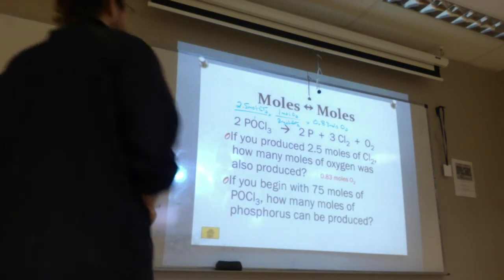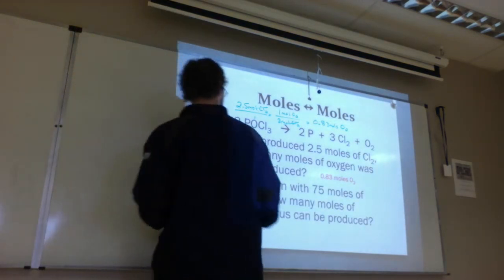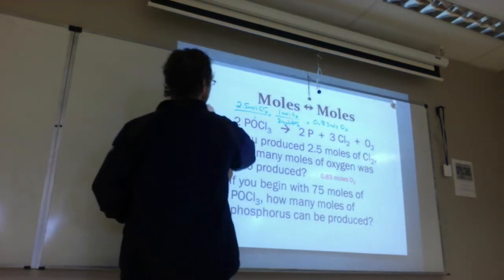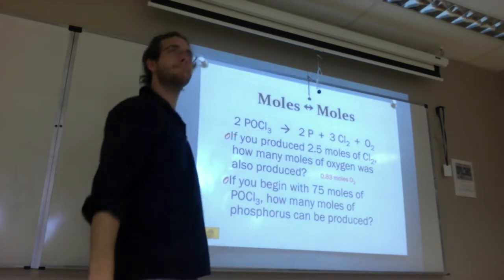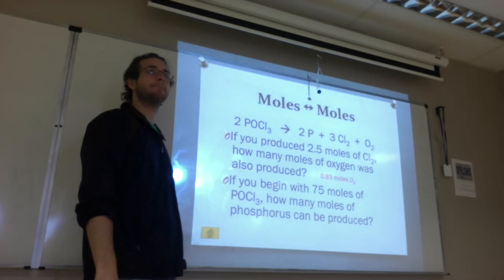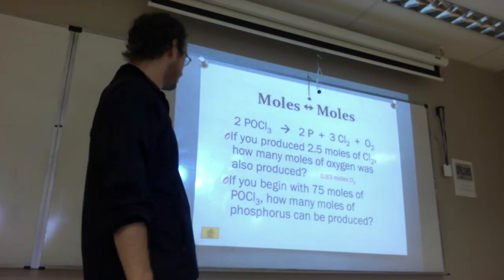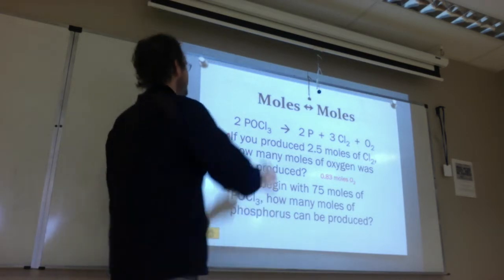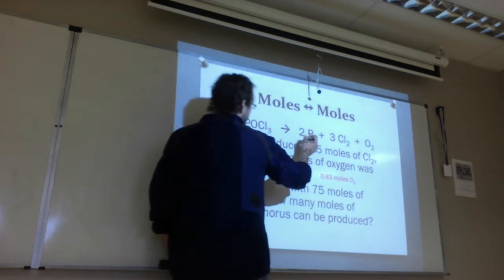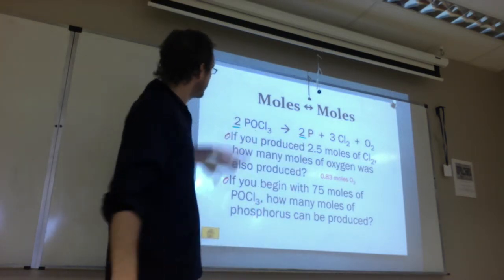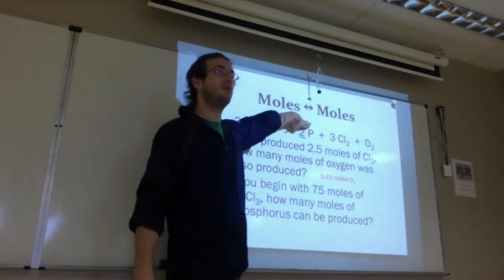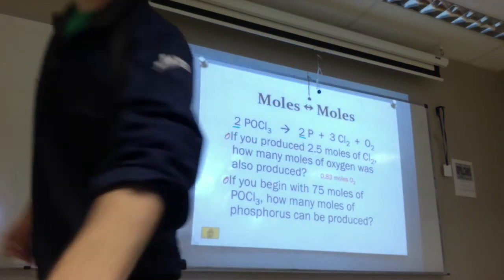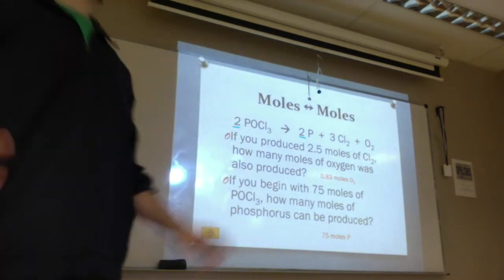If you begin with 75 moles of POCl3, how many moles of phosphorus can you make? Easy. Ratio is 2 to 2, which is the same as 1 to 1. So for whatever amount of moles of POCl3 we have, we get the same number of moles of phosphorus. Nice.